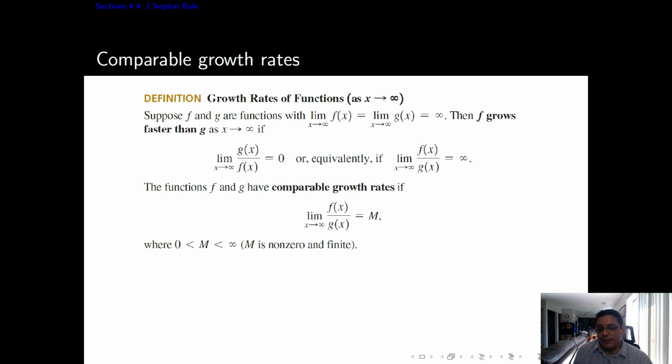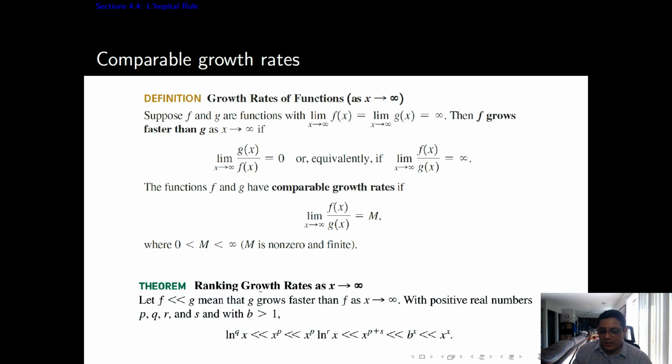Now, sometimes they have comparable growth rates, so they're growing at the same pace. For example, when I had a square root of x squared plus 1 and the linear function 3x minus 1, those two things are of order linear, and so they have comparable growth rates. At that point, the limit when x goes to infinity of f over g is going to be equal to a certain constant.